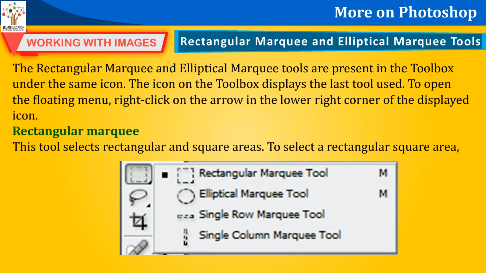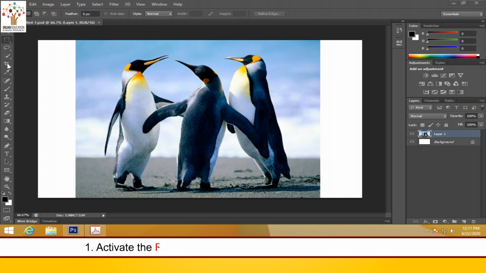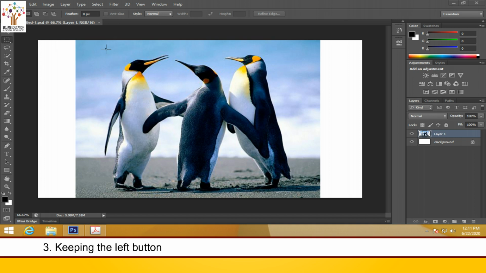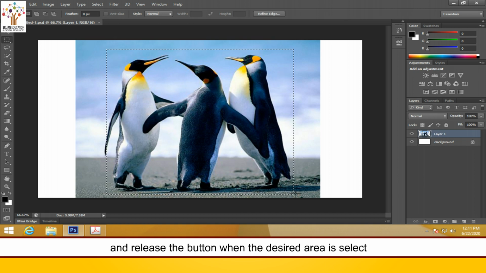Rectangular marquee. This tool selects rectangular and square areas. To select a rectangular square area, follow these steps. Activate the rectangular marquee tool by clicking on its icon, or if it was not the last tool used, select the tool from the floating window. Bring the mouse cursor to the point of the image from where the selection starts. Keeping the left button pressed, move the cursor diagonally to the opposite corner and release the button when the desired area is selected.